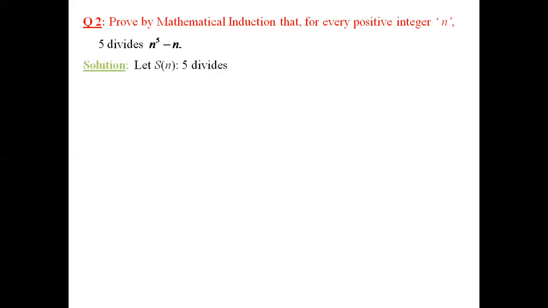Let's see the solution part. Firstly, let us assume S of n is the statement that 5 divides n power 5 minus n. Now proving the basic step, S of 1 says that 5 divides 1 power 5 minus 1, which is equal to 0. 1 power 5 is 1, 1 minus 1 equal to 0, which is true. So 5 divides 0 is true.